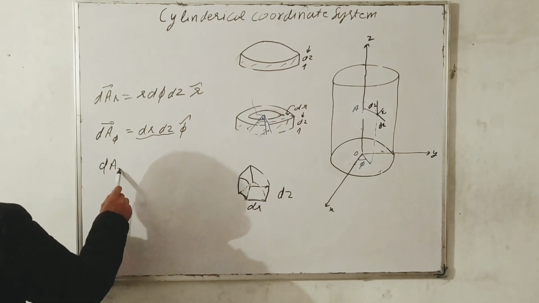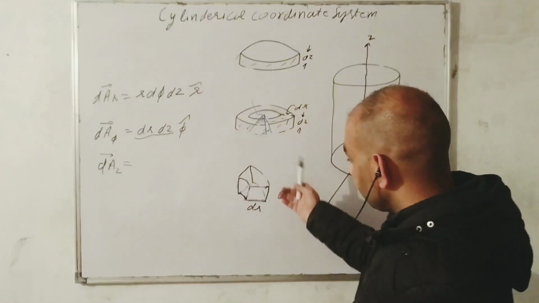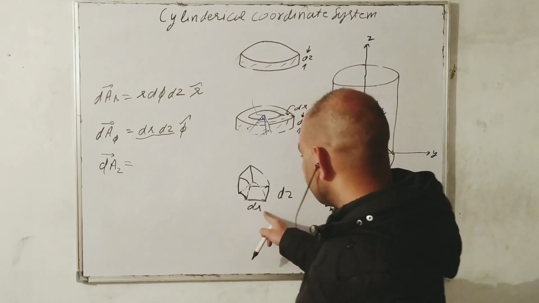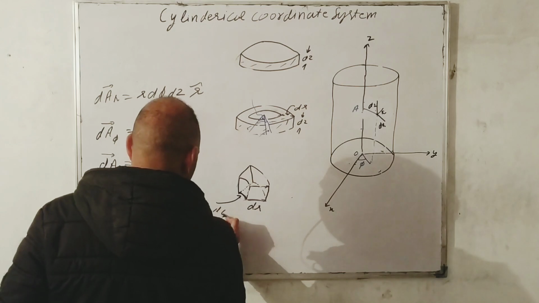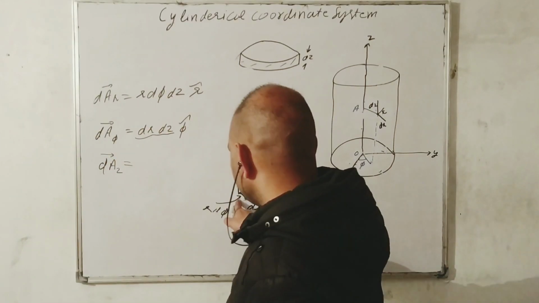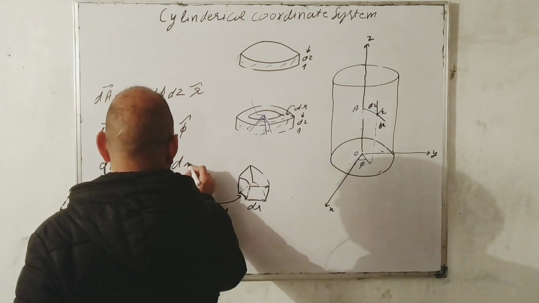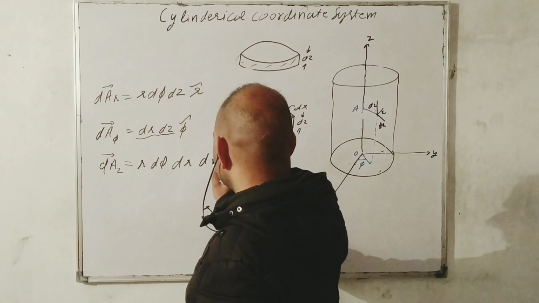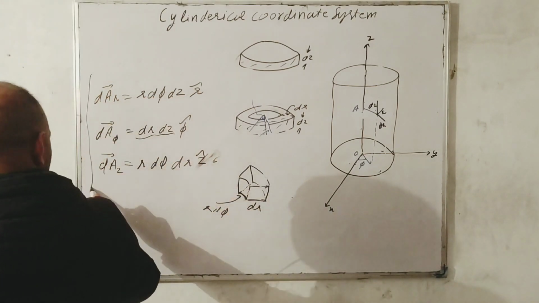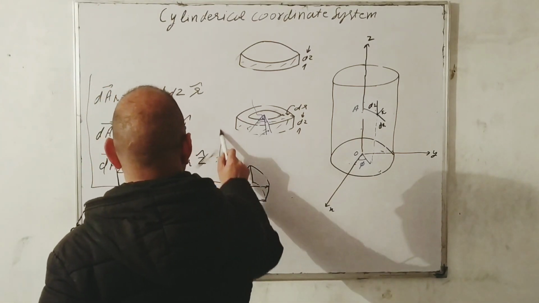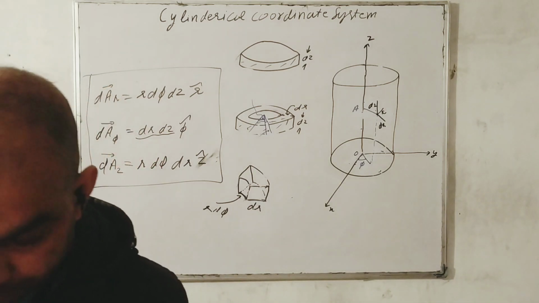The area element along the direction of z will be, see, z is in this direction. Now we will take the other two components. This is dr, then this is r d phi. So it will be length into breadth, r d phi dr, along the z direction. So these are the area elements in the cylindrical coordinate system.